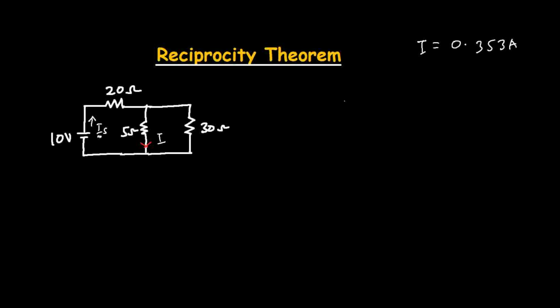So I'm going to redraw this circuit here. Okay, so let's look at that. So now this is what I have. I have 5 ohms here, I have the 20 ohms here, and then I have the voltage source here. Okay, so this will be the 10-volt source, and then you have one resistor here, which is the 30 ohms resistor. So this is the 30 ohms resistor.